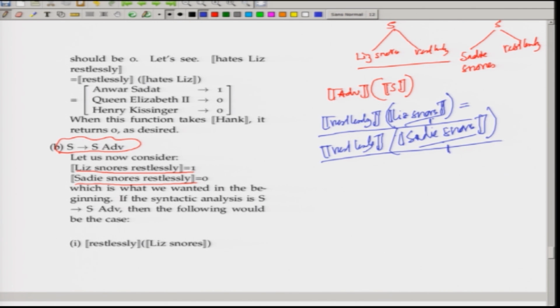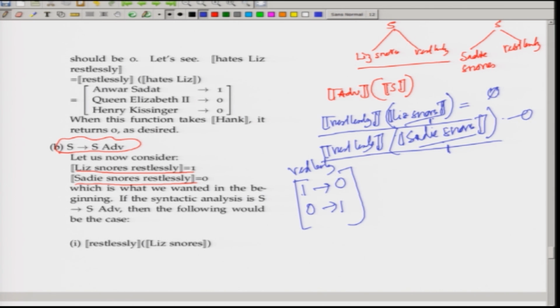Suppose the structure of restlessly were 1 goes to 0 and 0 goes to 1. In this case, it will take 1 and would yield 0 in both cases, meaning that it is not true that Liz snores restlessly, and it is not true that Sadie snores restlessly, because the first sentence is wrong. It is true that Liz snores restlessly, right? So that is the problem.